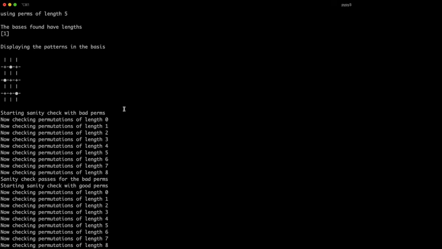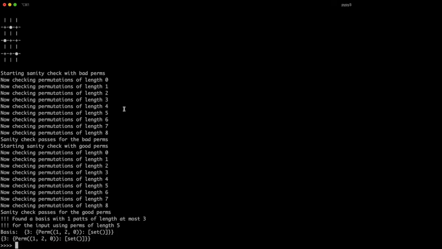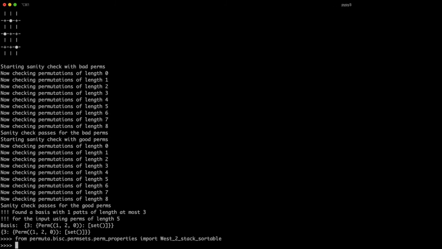And just to see some more impressive output, let's take a look at the second set we investigated earlier, the West 2 stack sortable permutations. In other words, the permutations that are sortable by 2 passes through the stack. So we'll do AutoBisc again, and now we'll look at the property of being West 2 stack sortable.